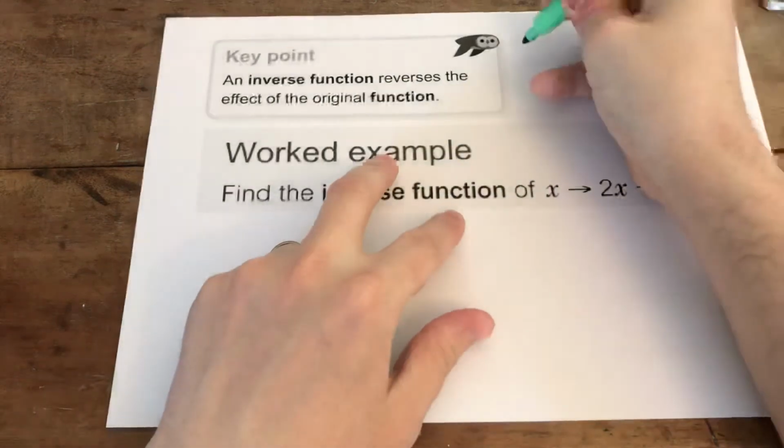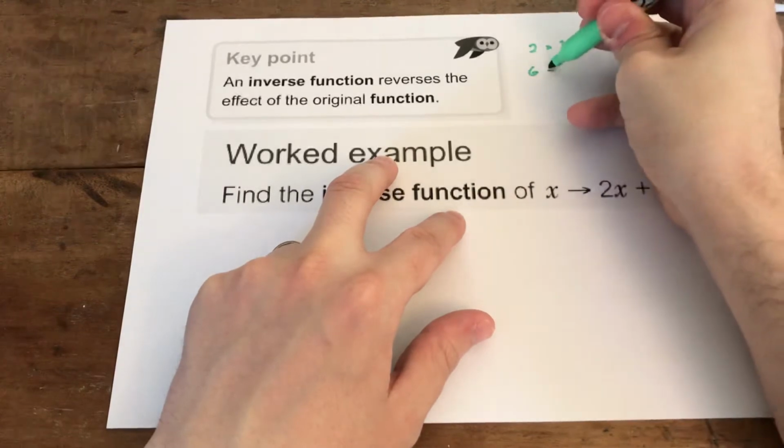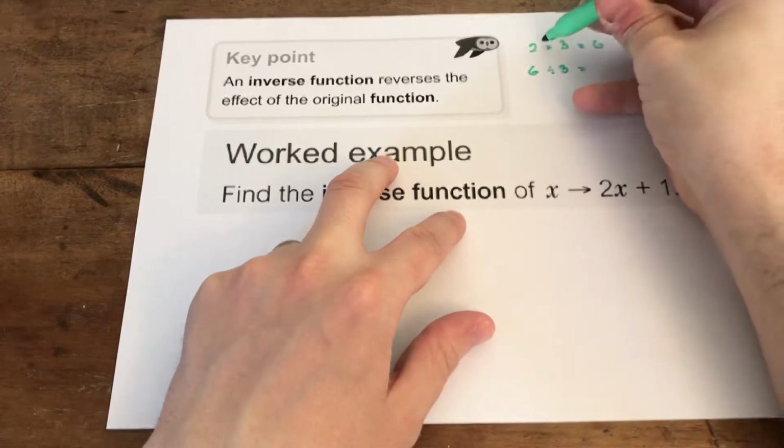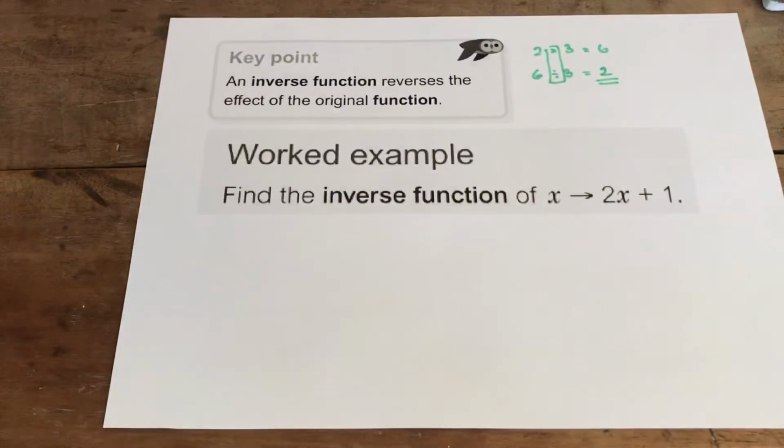If you were to have a number and you were to times it by 3, it gives you 6. If you were to get that number and divide it by 3, which is the inverse operation there, it takes you back to your original answer, which is 2. That is what our function is going to do.